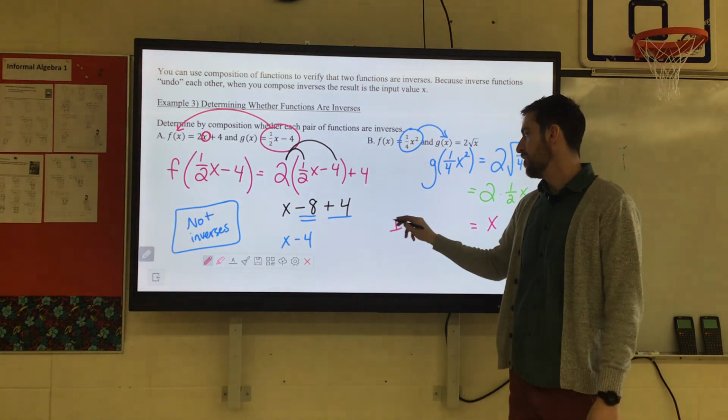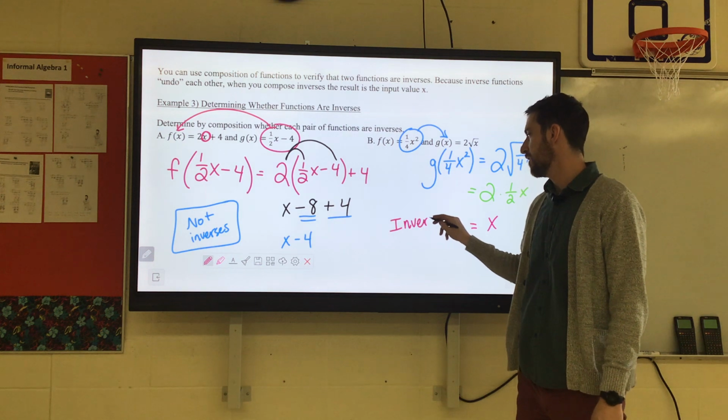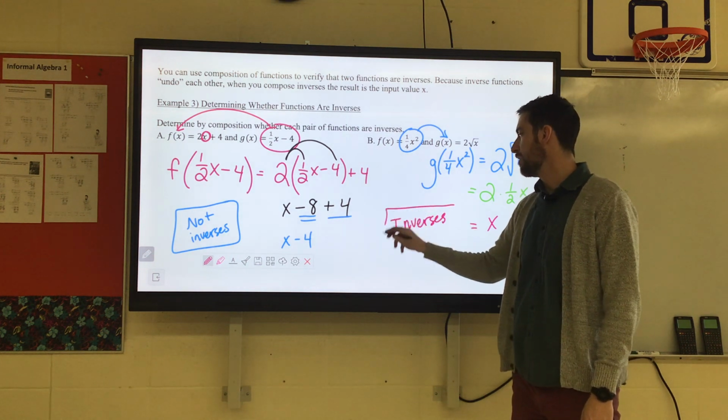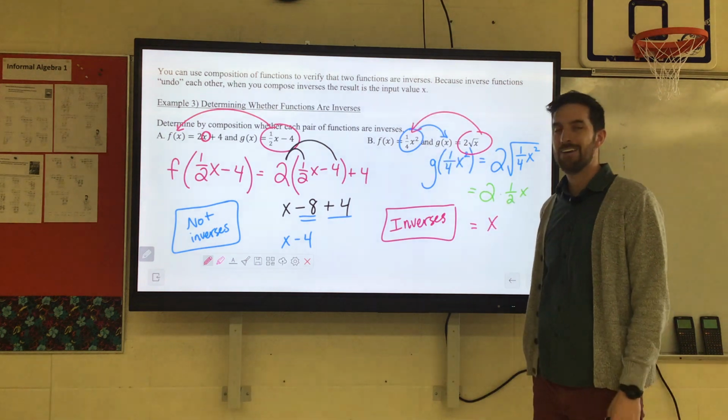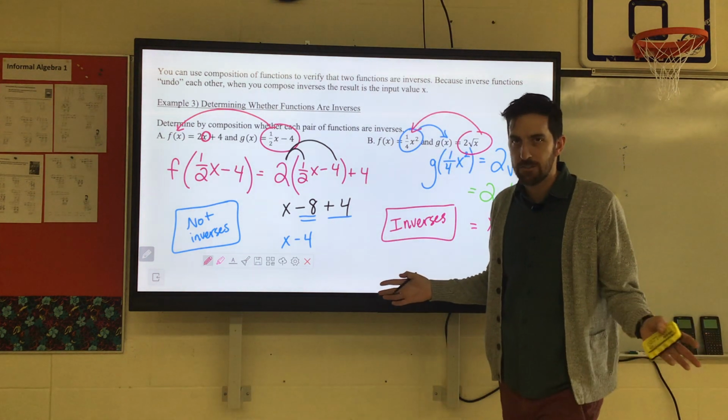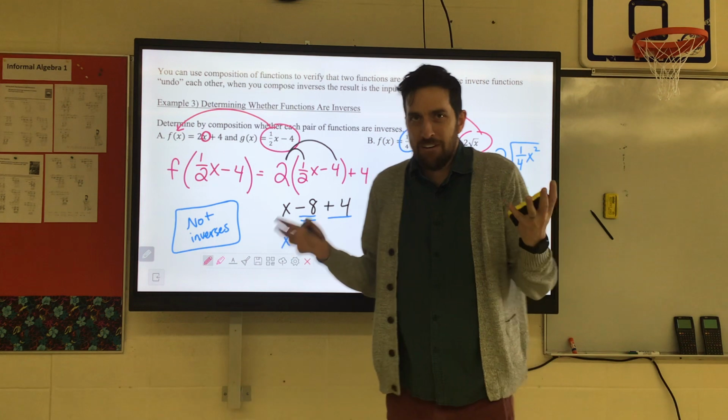They are inverses. And it would work out both ways. If you took g's equation and substituted into f's function, it still works out to just x. That's the beauty of math.